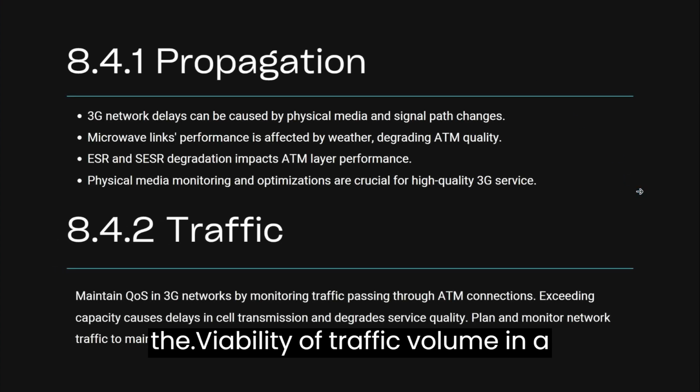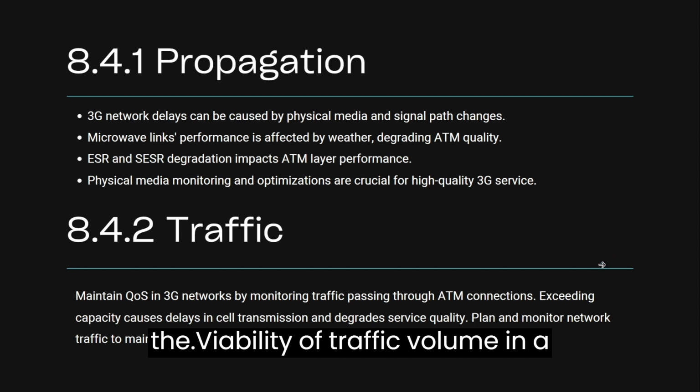And for the propagation, 3G network delays can be caused by physical media and signal path changes. And the microwave link's performance is affected by weather or degrading ATM quality. And the ESR, which is the errored second ratio, and SESR, the severely errored second ratio, degradation impacts the ATM layer performance. And it's essential to monitor the physical media and make the necessary improvements to provide high quality service.